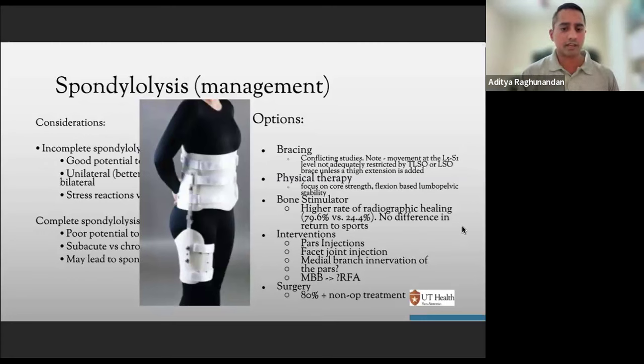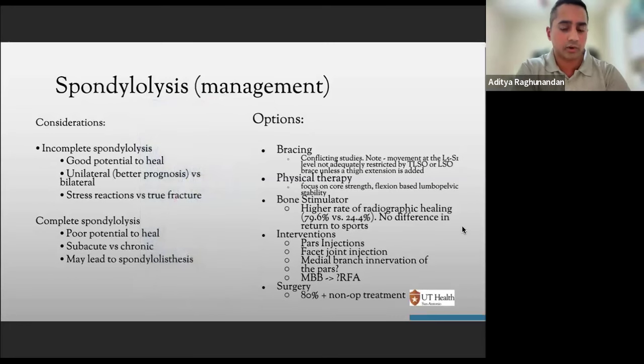Physical therapy is still kind of the mainstay of treatment after resting. So really the focus should be on core strengthening, a flexion-based lumbopelvic stability program, and then really working on hamstring flexibility if they don't have it.